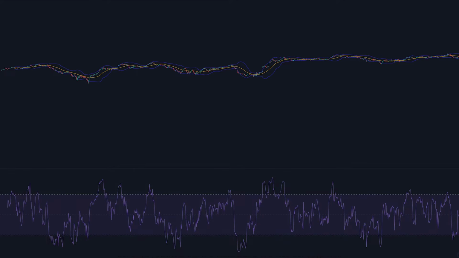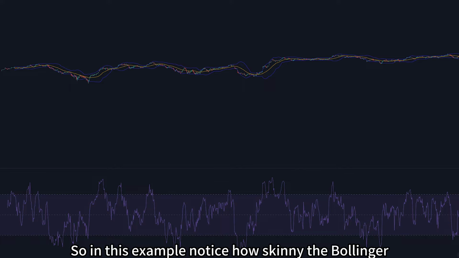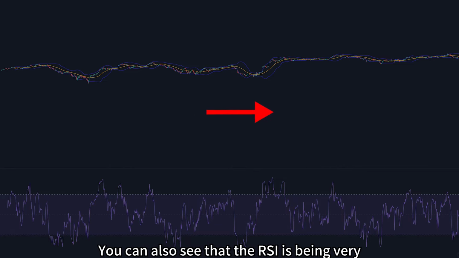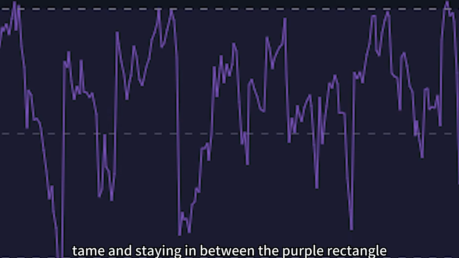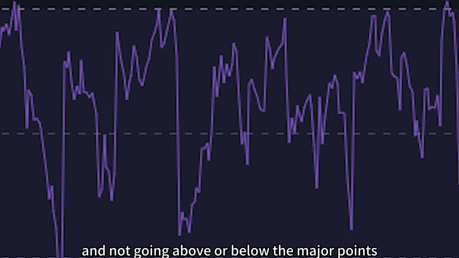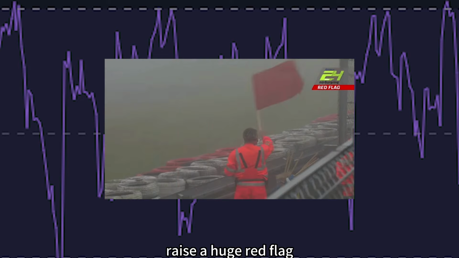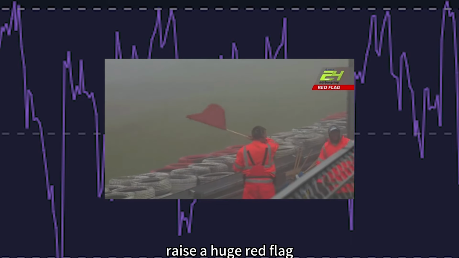So in this example, notice how skinny the Bollinger Bands are at this point in time. They are very close together and there is barely any price movement and the market is moving sideways. You can also see that the RSI is being very tame and staying in between the purple rectangle and not going above or below the major points we made before. This alone should immediately raise a huge red flag.